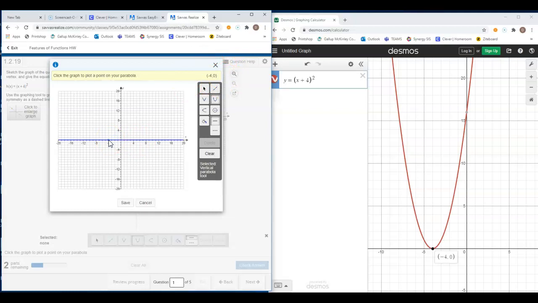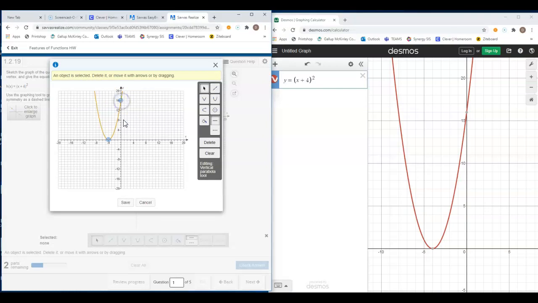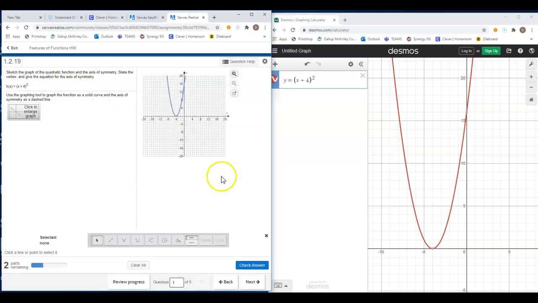Now we need another point on the parabola. If we go back to Desmos, you can pick any whole number point, but I'm going to pick this intercept because it's nice and pretty, 0, 16. So I'm going to find 0, 16 as a point, click it, and then save, and I've now graphed my parabola.